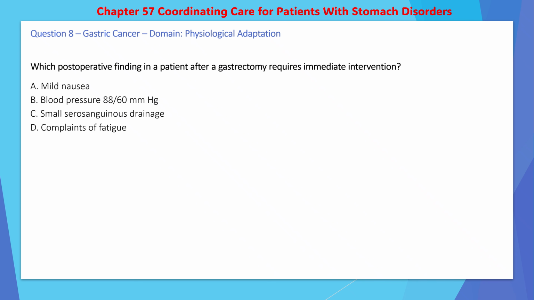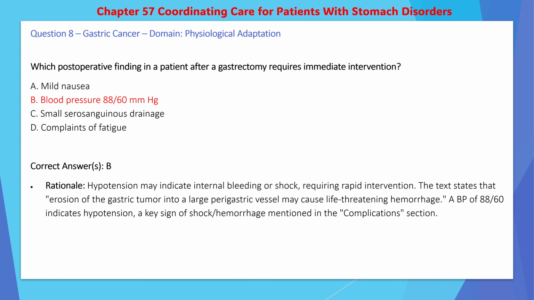Question 8. Gastric cancer. Domain: psychosocial adaptation. Which postoperative finding in a patient after a gastrectomy requires immediate intervention? Nausea, blood pressure 88/60, small serosanguineous drainage, complaints of fatigue. The correct answer is blood pressure, because hypotension may indicate internal bleeding or shock requiring rapid intervention.